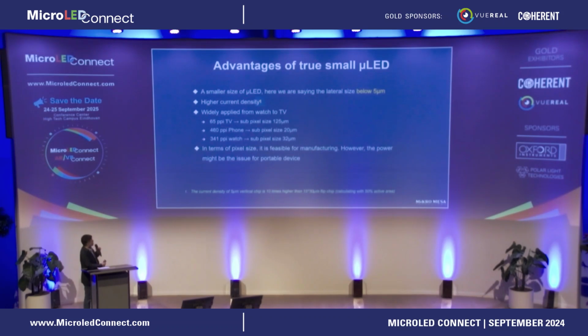So as far as the design is concerned, for a smartphone at 460 ppi, the pixel size is around 20 micrometers. The large size Micro LED, such as 15 micrometer or 20 micrometer, I call large size because here we are saying below 5 micrometers. This kind of large size Micro LED might be okay for the design, although the design rule will be a little bit tight. But for the 15, 20 micrometer, the power could be a problem.